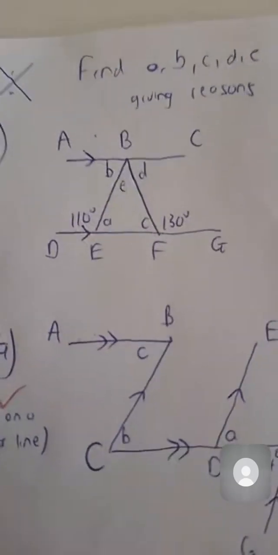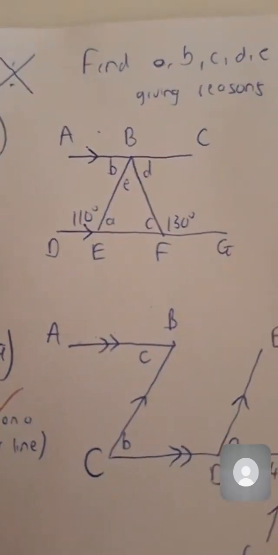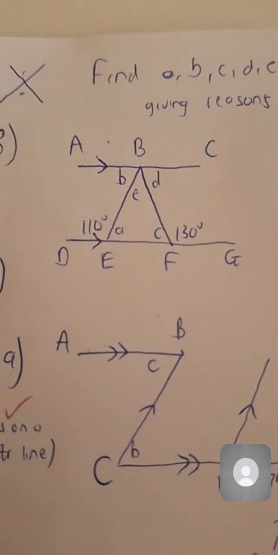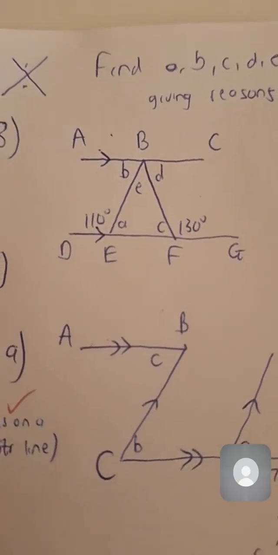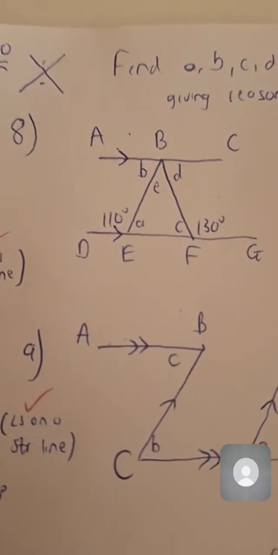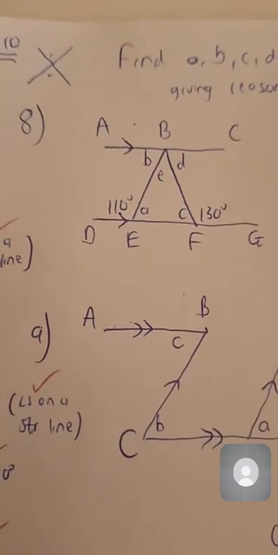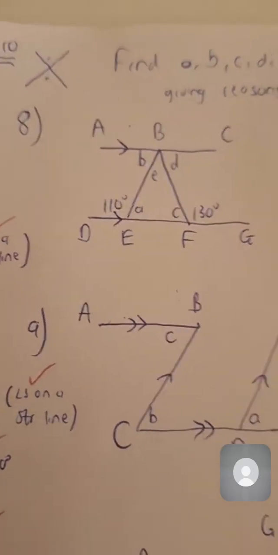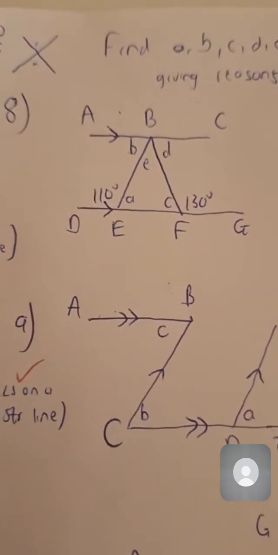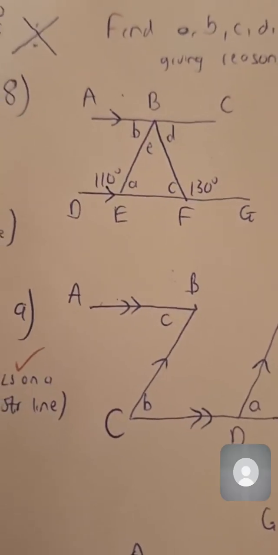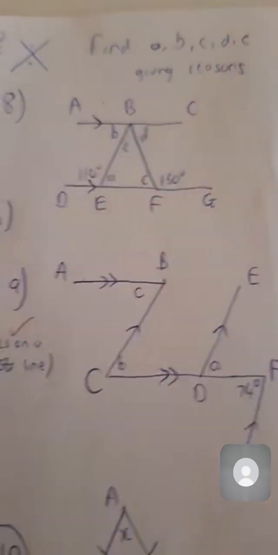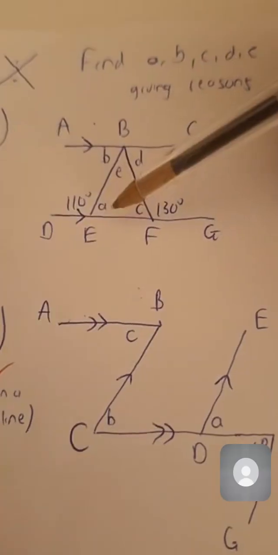Lead us. Okay. So for A, I first said 110 degrees plus A equals 180 degrees, because the reason is angles on a straight line. Okay, let's stop right there for a moment so that our beautiful viewers can appreciate what you've said.